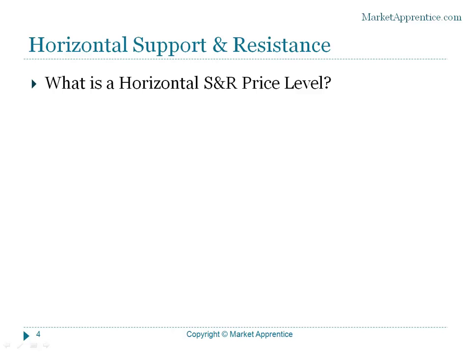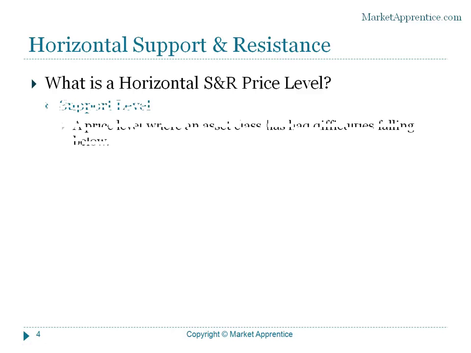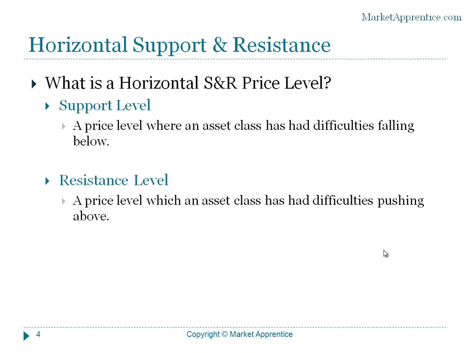So what is a horizontal support and resistance price level? Let's break this down. A support level is a price level where an asset class has had difficulties falling below, i.e., for a currency, for example, price finds it really difficult to drop lower. On the other hand, a resistance level is a price level which an asset class has had difficulties pushing above. In other words, price struggles to move higher.